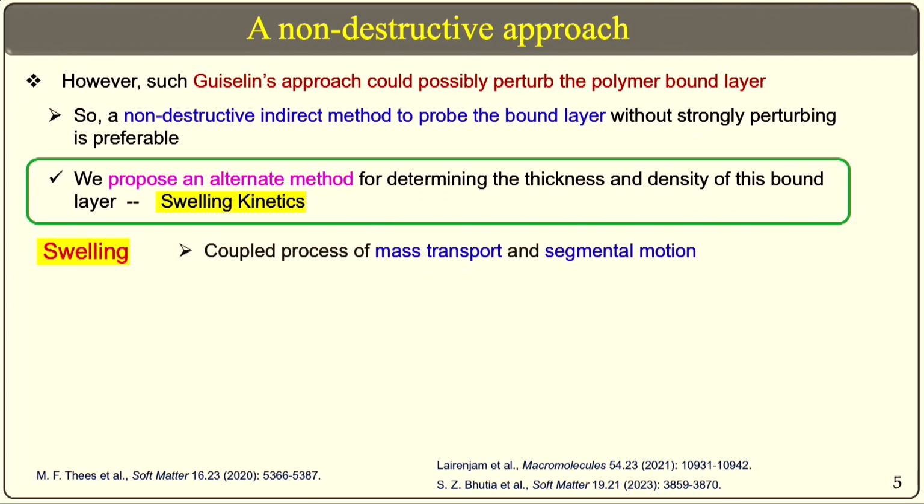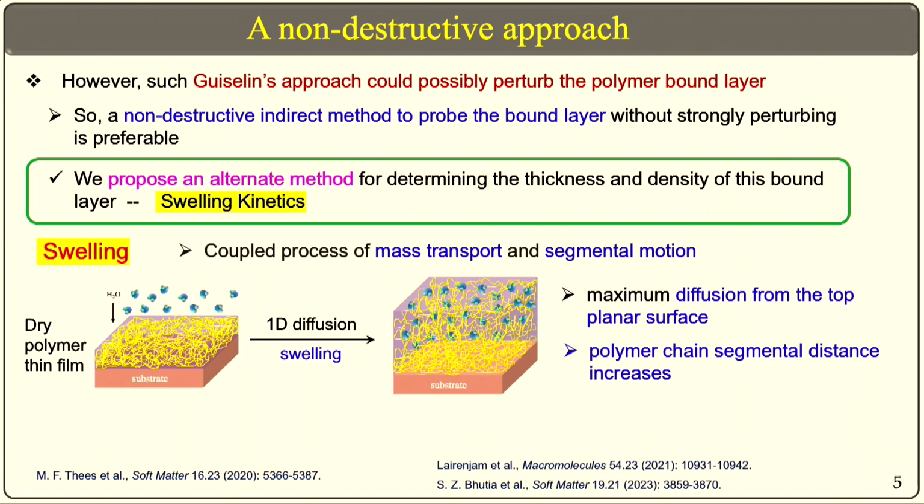So, swelling is basically a coupled process of mass transport as well as segmental motion of polymer films. What I mean by that is, suppose you have a polymer thin film and it's a hydrophilic polymer film, and you bring it in the presence of water molecules. Because the polymer likes water, there is an osmotic pressure, and the water molecules diffuse in. It's a one-dimensional diffusion because the polymer thin films are so thin that the interfacial diffusions are very low, and diffusion is mostly from the top planar surface.